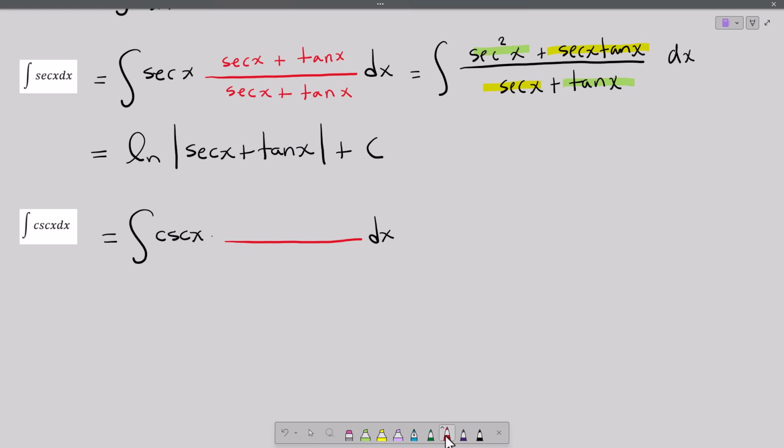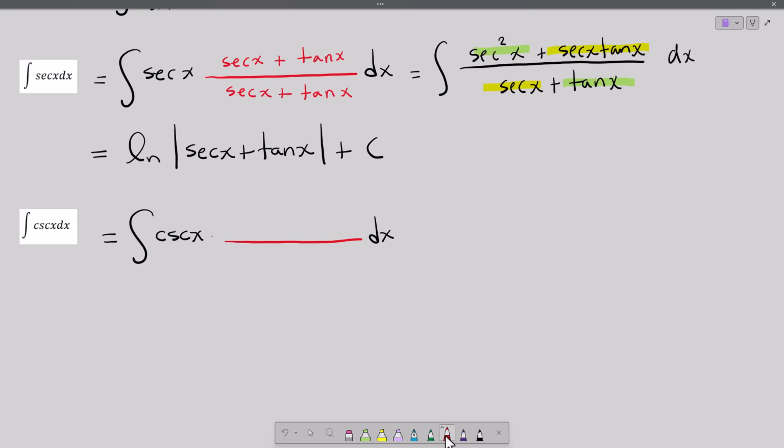What is the derivative of cosecant? Derivative of cosecant? Cotangent squared. No, not quite. Minus cosecant cotangent. Right, it parallels the secant one. Derivative of secant is secant tangent. Derivative of cosecant is cosecant cotangent, but negative. So it parallels that one. And that gives us a clue.